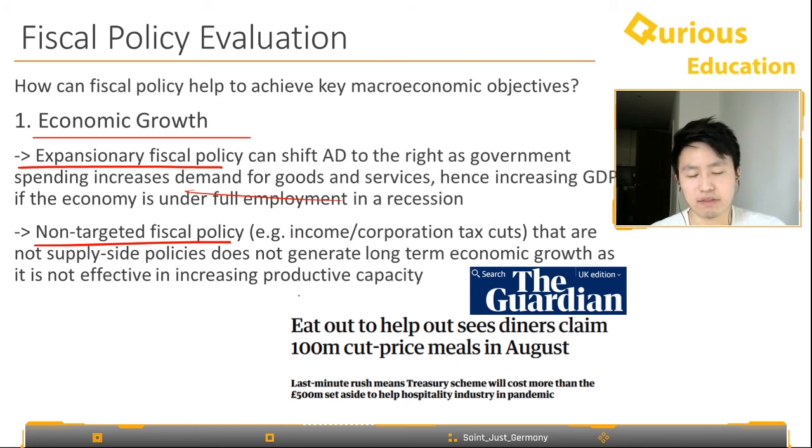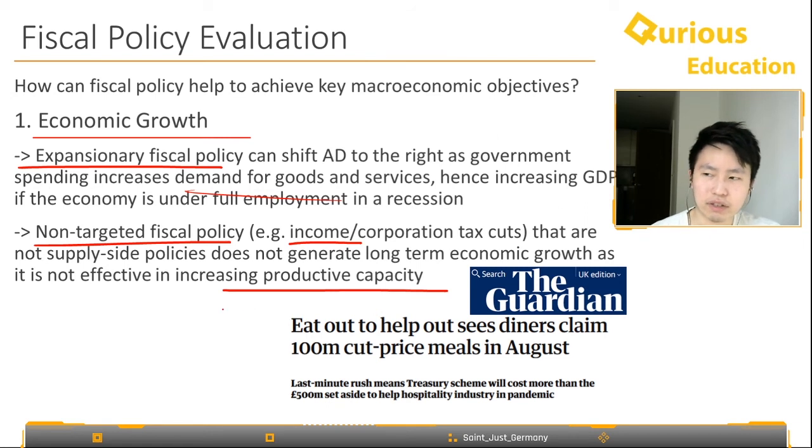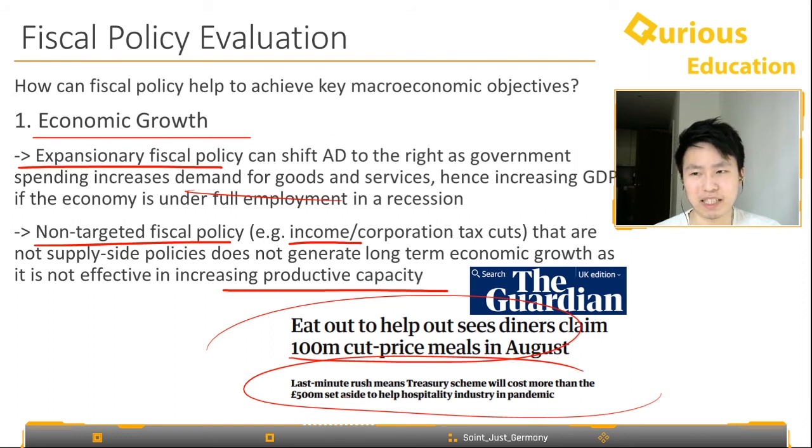So keep in mind that if the fiscal policy is non-targeted, then it might not be as effective in increasing the level of supply in the economy. So what I mean by this is, let's say if we just reduce income taxes for everyone, then it's not really a supply side policy. It has to be more targeted, like if it's focused on education or if it's focused on infrastructure spending, then there would be more of a supply side policy.